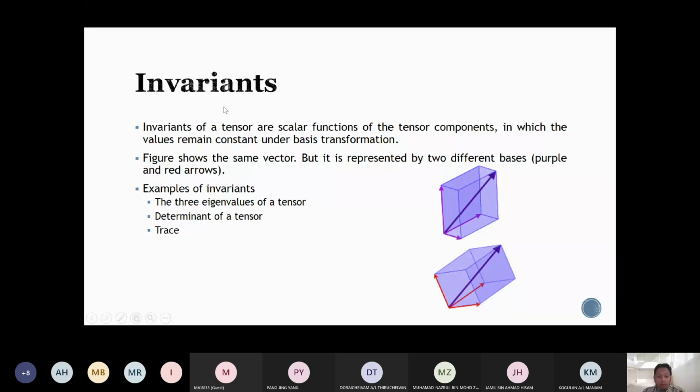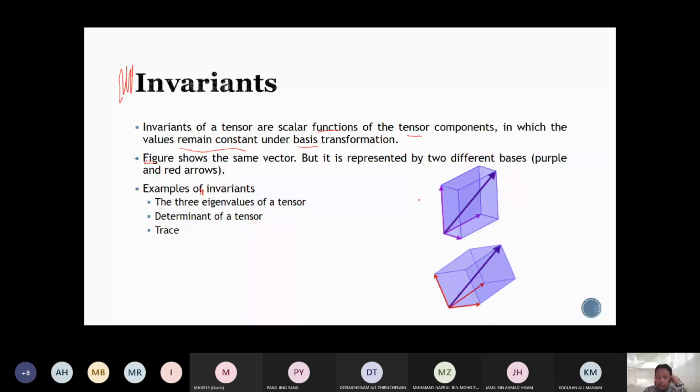Okay, let's look at another property of a tensor. So just now we have looked at properties like trace, symmetric matrix, antisymmetric, orthogonal, and also eigenvalues. Invariants are also important. Invariants of a tensor are scalar functions of the tensor whose values remain constant under basis transformation.